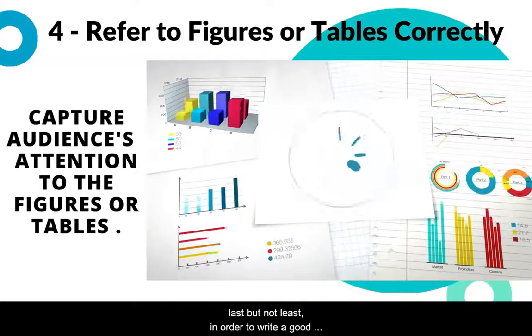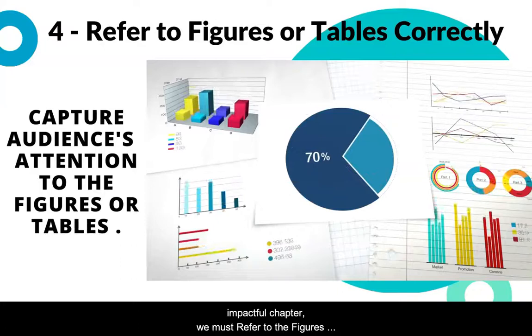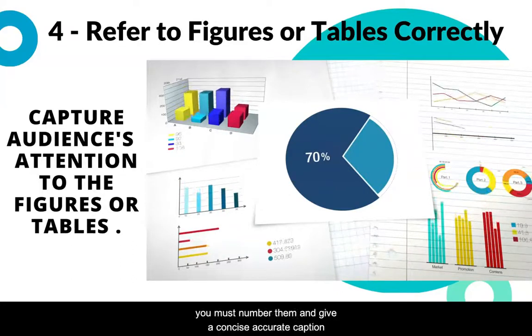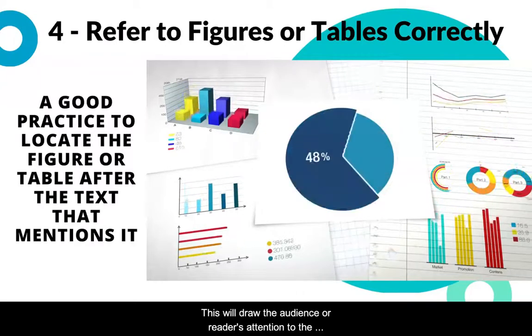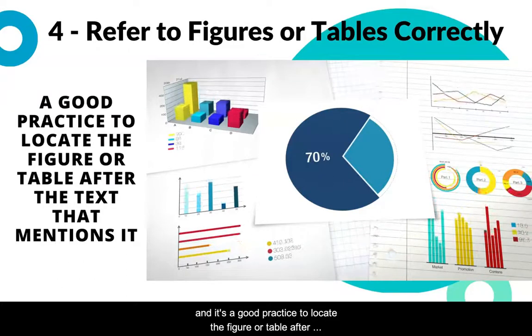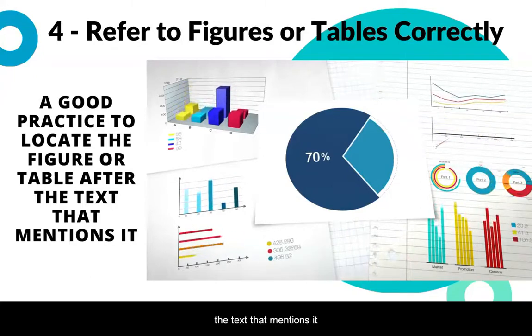Last but not least, in order to write a good impactful chapter, we must refer to the figures and tables correctly. When referring to figures and tables in a paragraph, this will draw the audience or reader's attention to the figures or tables. It is also a good practice to locate the figure or table after the text that mentions it.